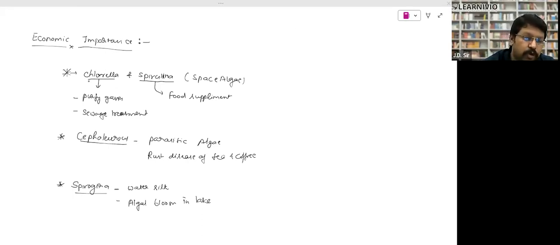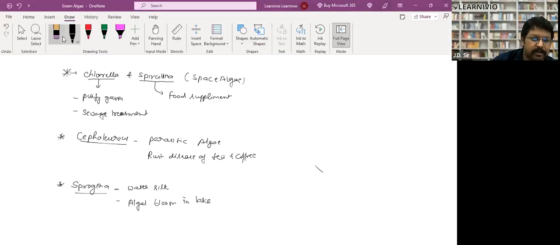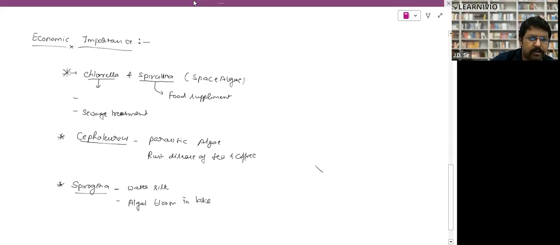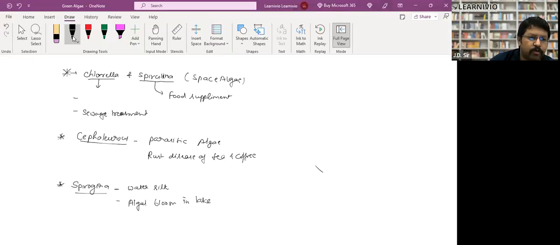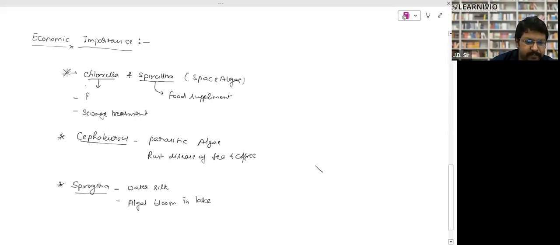They are very useful. Chlorella purifies the gases, right? So let me write it down more clearly. It cleans or purifies the gases, right? Then it is used in sewage treatment. That is the function of chlorella, right?